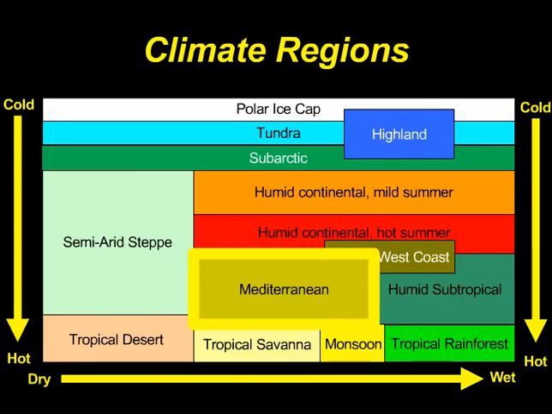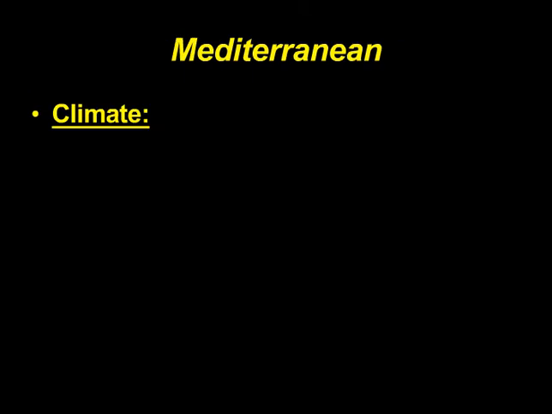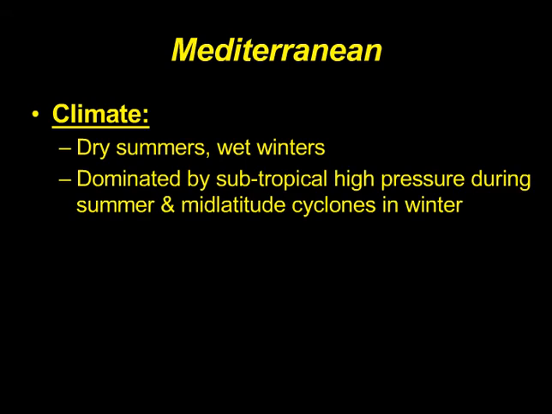Next, we're going to move to a Mediterranean climate region. Key to understanding a Mediterranean climate is very simple. Dry summers, wet winters. What causes that dry summer? It's because the subtropical high pressure moves over this area during the summertime. And so that subtropical high pressure migrates to the north during the American summer, but over time, in the winter, it starts to migrate back down.